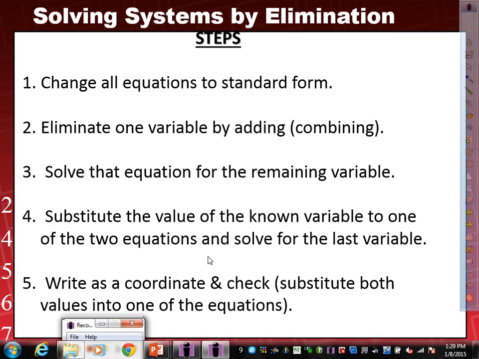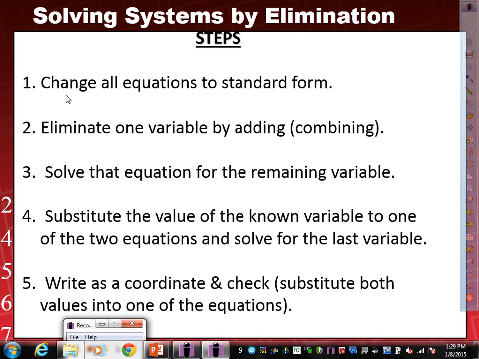Copy those. And it says, number 1, change all equations to standard form. Step 2, eliminate one variable by adding or combining. Step 3, solve the equation for the remaining variable. Step 4, substitute the value of the known variable into one of the 2 equations and solve for the last variable. And step 5, write as a coordinate and check, which means substitute both values into both equations, not just one.